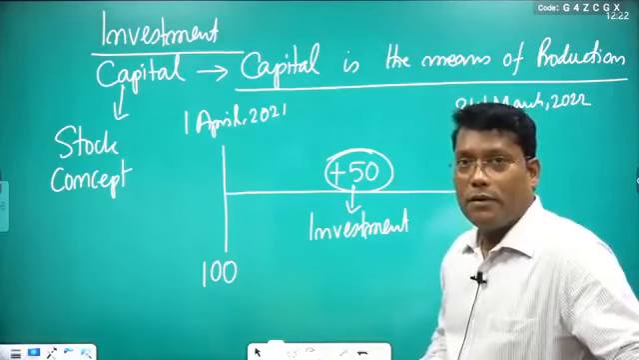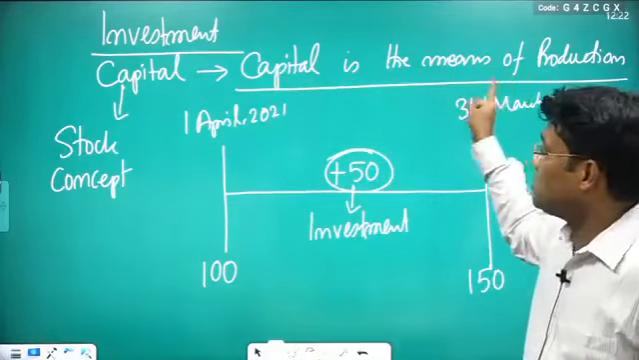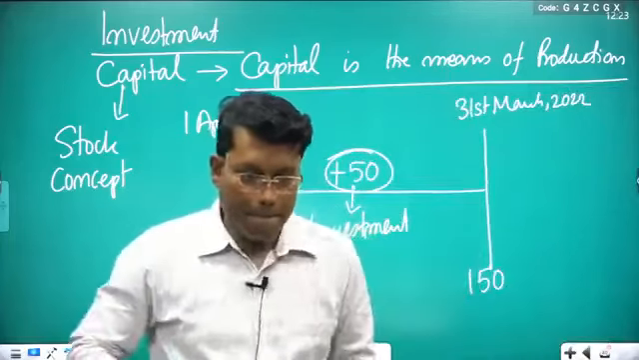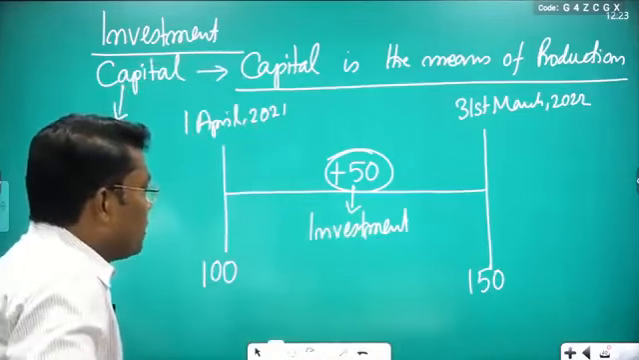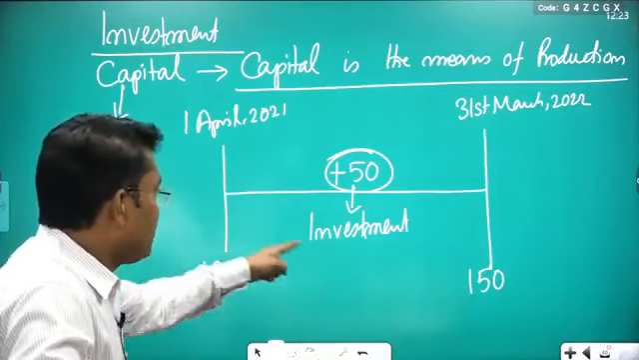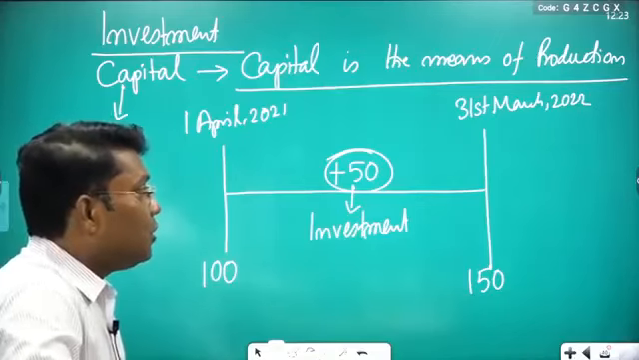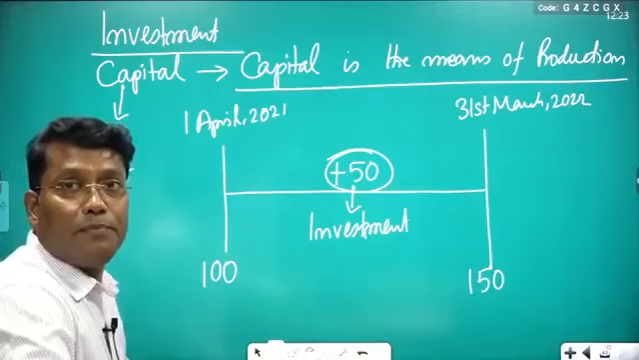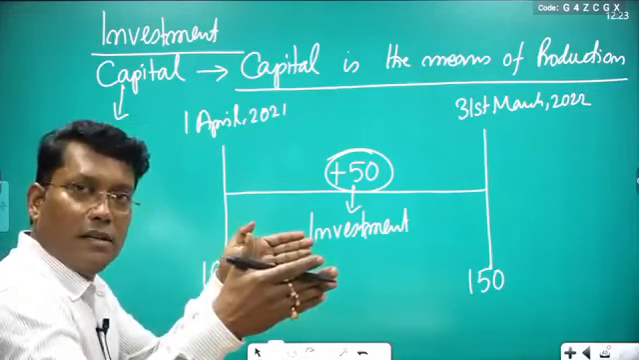Clear? Or in other words, just write investment. I think you have written that capital is the means of production and it is a stock concept. Now you write investment. It is an increase in capital during a given period of time. That period you can take as 1 year.